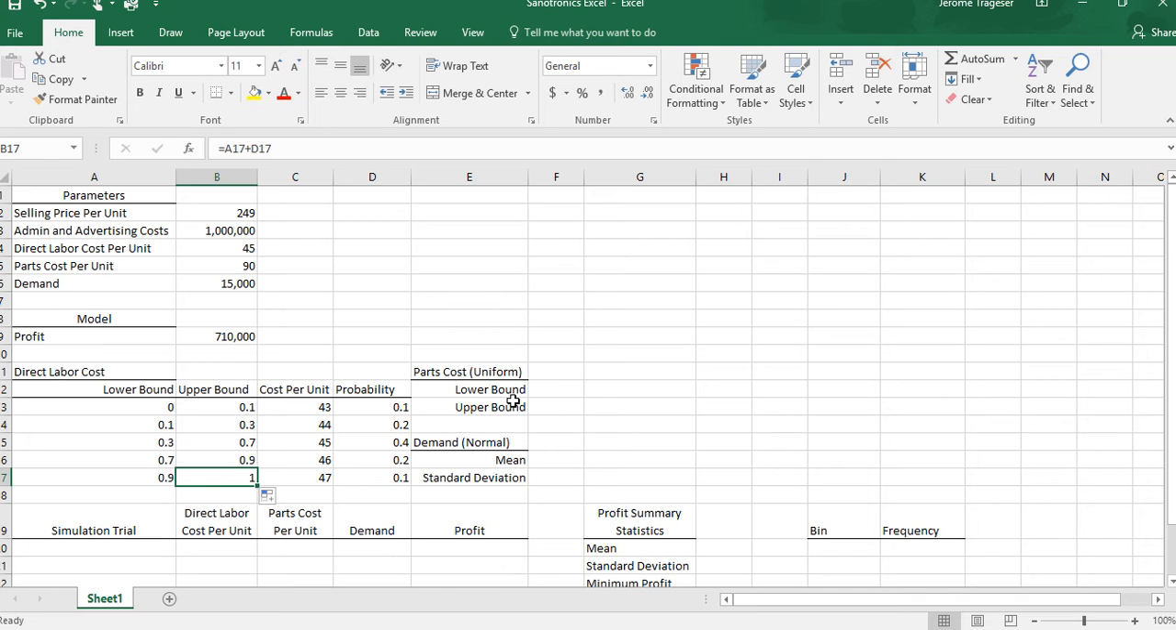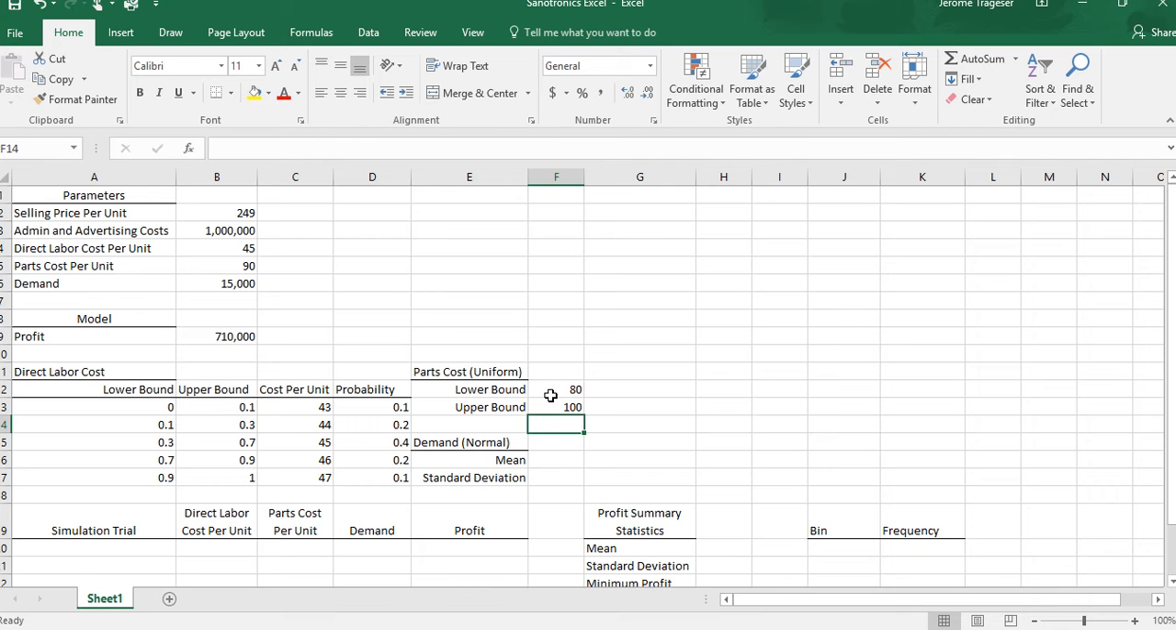Okay, so given the parts cost information, we're told that it follows a continuous probability distribution, and we need to enter our lower bound and our upper bound here. So our lower bound of the parts cost was 80 and our upper bound was 100. Now, a characteristic of a continuous probability distribution is that the cost can take on any value between the lower and upper bound with equal likelihood. We can have any number of decimal places in there.